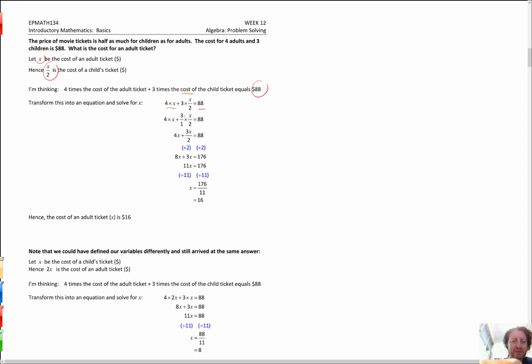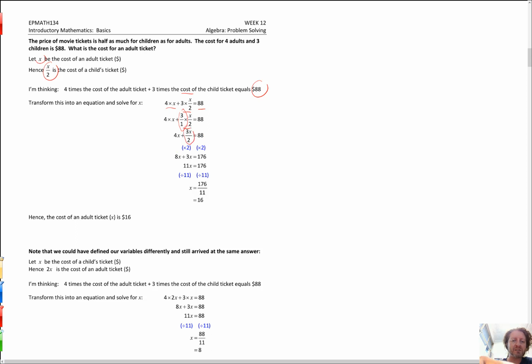Remember that 3 is the number 3 on 1. When I times a whole number by a fraction, I want to remember that the whole number is still a type of fraction, but it's on 1. 4 times X is 4X. This fraction becomes 3X on 2, equals 88. Then let's get rid of this divide by 2 by timesing everything by 2. 4x times 2 becomes 8x, and 88 times 2 is 176.